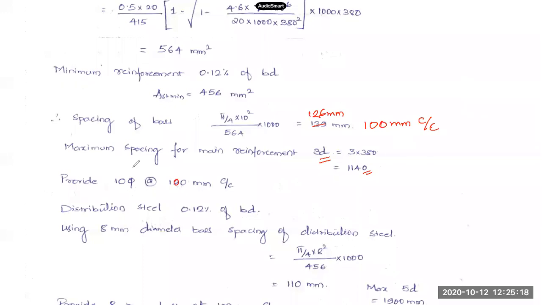So for secondary, 8 mm at 100 mm center to center. That will be your distribution steel. Any other value if you get, check it.